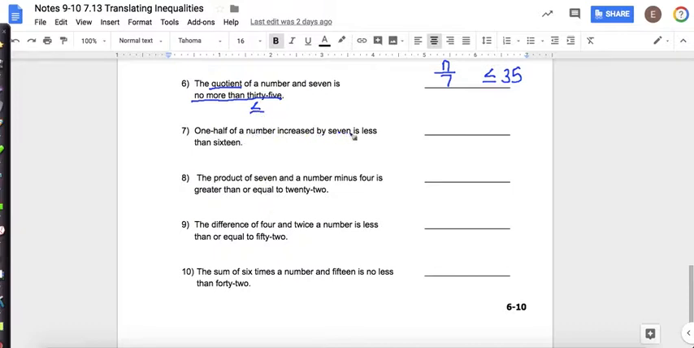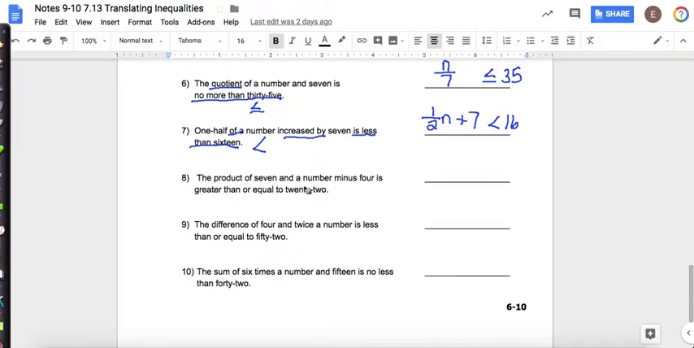Number 7. 1/2 of a number increased by 7 is less than 16. There's my inequality. And less than would point that way. So we're going to come over here and write less than 16. So half of a number increased by 7. So remember, of means multiply. So 1/2 n, half of a number. Increase means add, so plus 7. And I'm done with that problem.